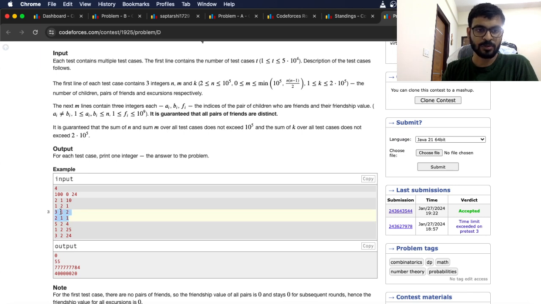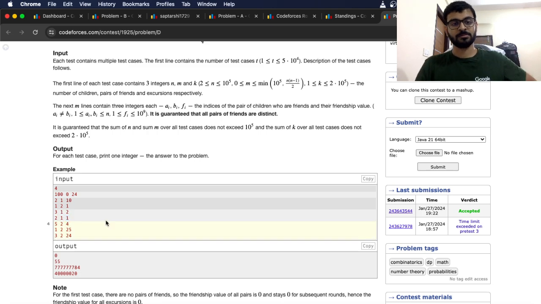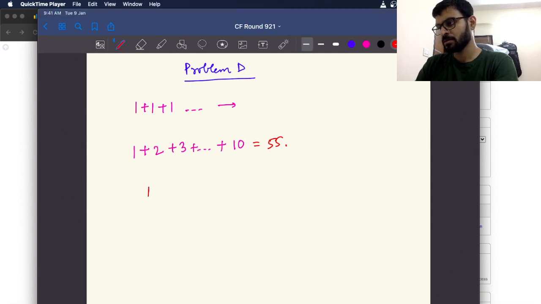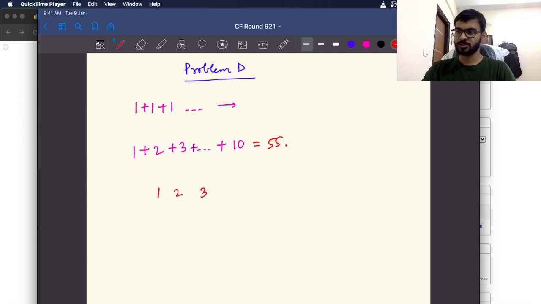312, 211. 312, what does this mean? One pair. There are three people, one good pair, or one friendship pair, you can say. 2 and 1 are friends with a friendship value of 1. So again, going back, let's name them 1, 2, 3. Yes, 1 and 2 are friends with a friendship value of 1.